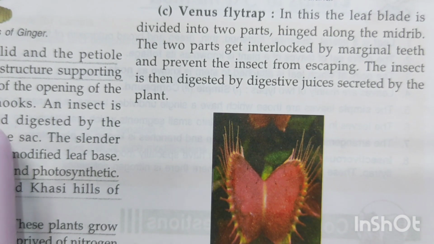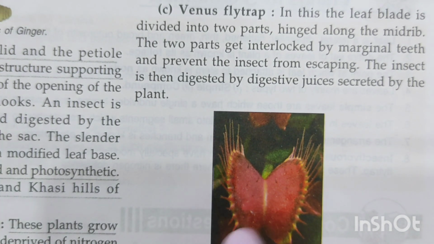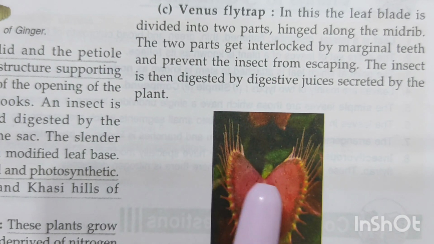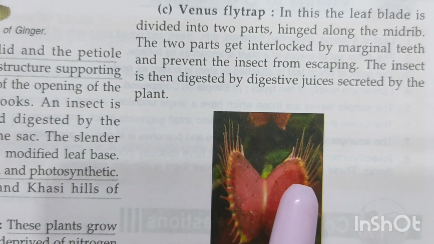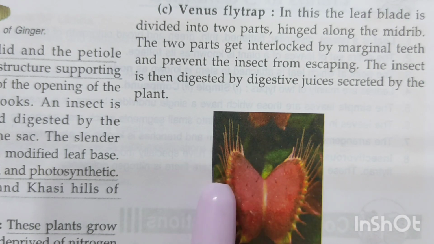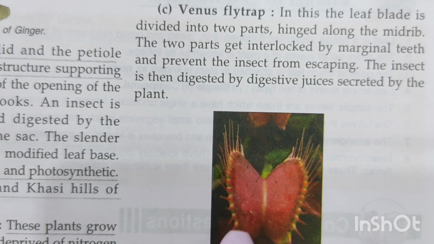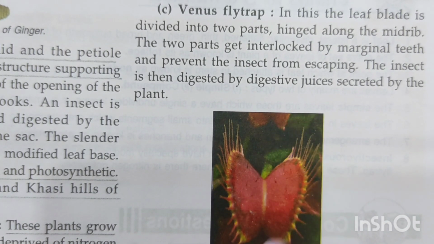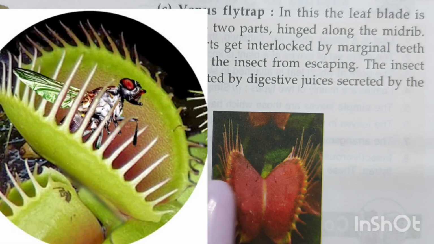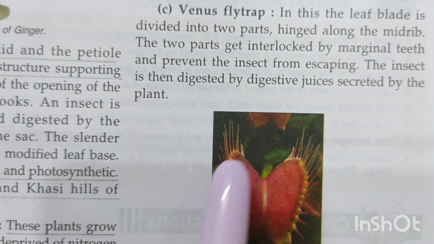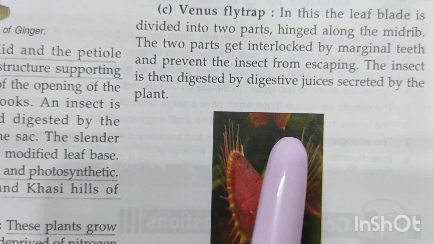Next we come to the Venus flytrap. Now have a look at this picture, children. In this, the leaf blade gets divided into two parts. The complete leaf from the midrib gets divided into two parts that act as the flaps. And the incisions on the side, that means the cuttings on the side of the leaves, develop a teeth-like structure, like you have the teeth in a comb. So they make that kind of a structure.